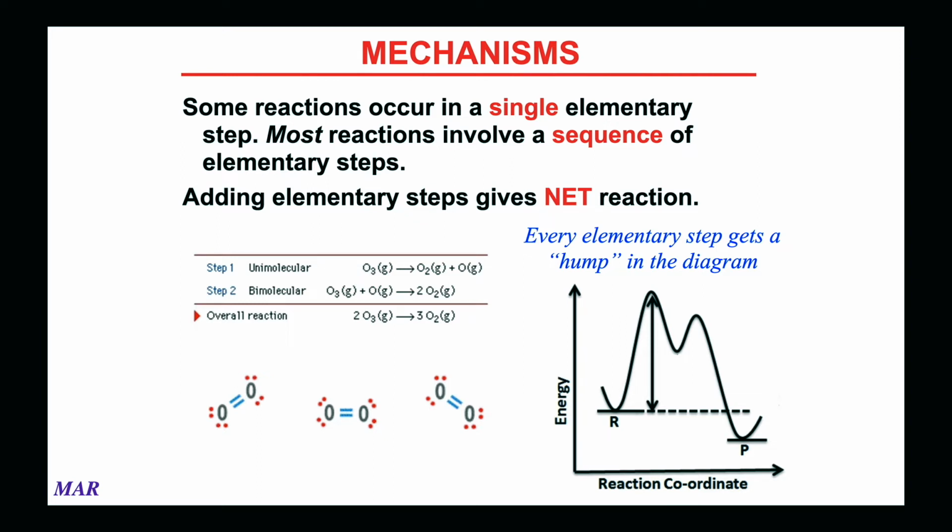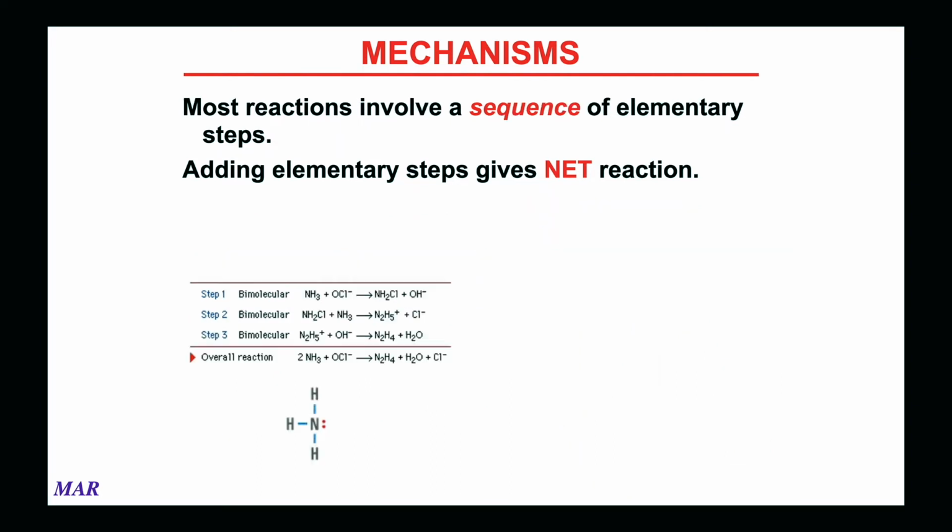So again, every step has a hump in the diagram, and the number of humps will tell you how many steps are in the mechanism. This is exothermic. Once again, reactants are at a higher energy than products, or products are lower energy than reactants. Exothermic.